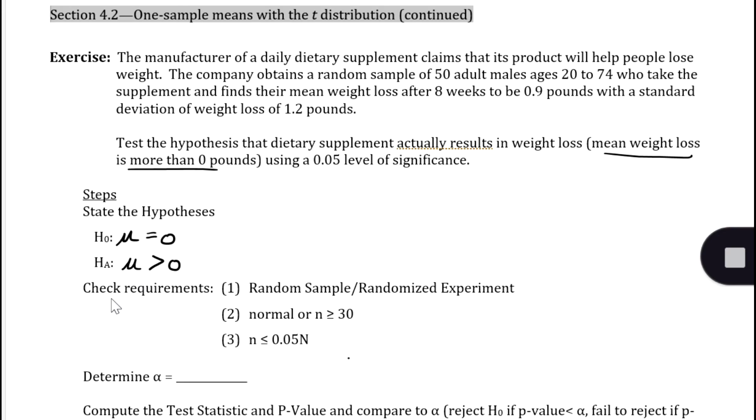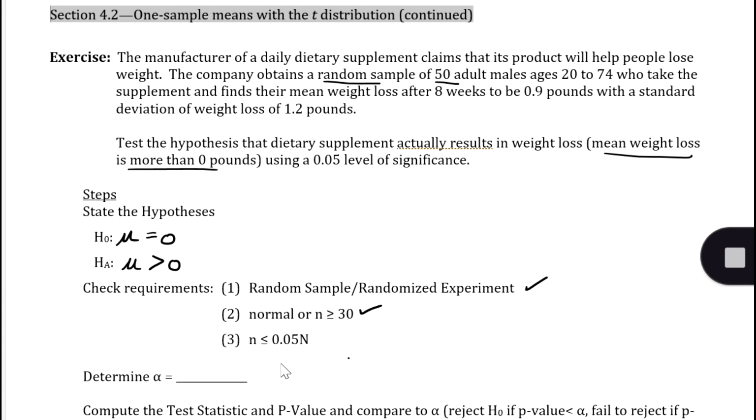So we have the criteria that we have to meet. The first one is that it's a random sample, or a randomized experiment. The problem says random sample, so that is satisfied. The second requirement is that the population is normal, or the sample size is greater than or equal to 30. Nothing in this problem indicates the distribution of the population, and we can't reason that it is normal. However, we do have a sample size of 50, and therefore that criteria has been met.